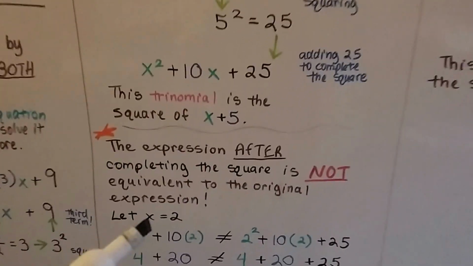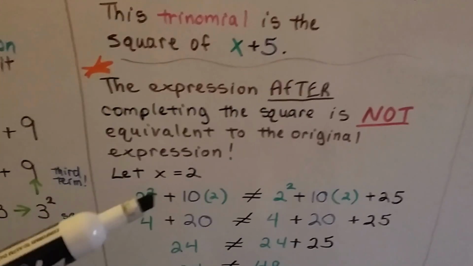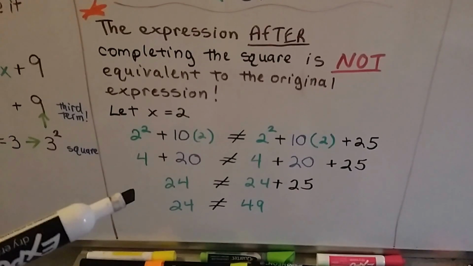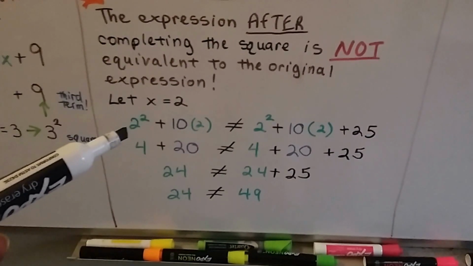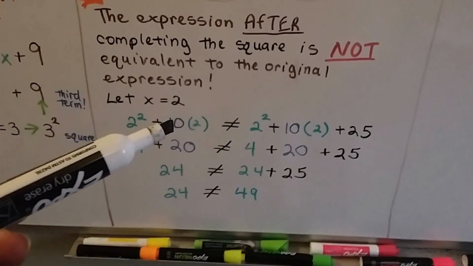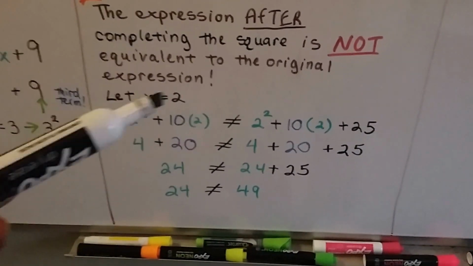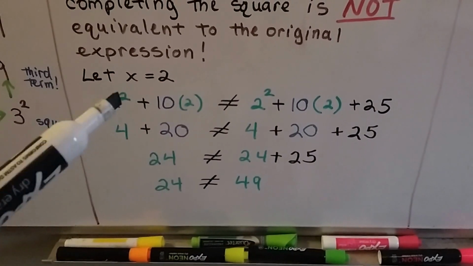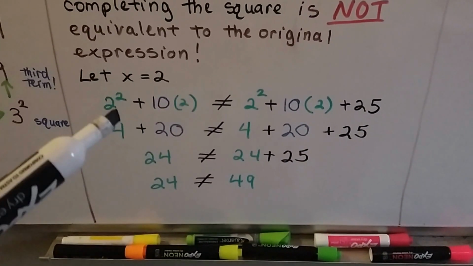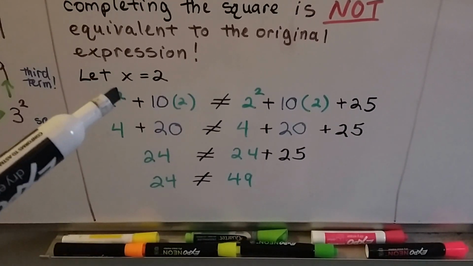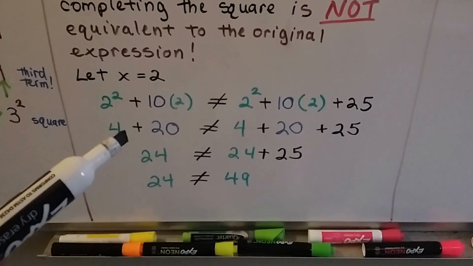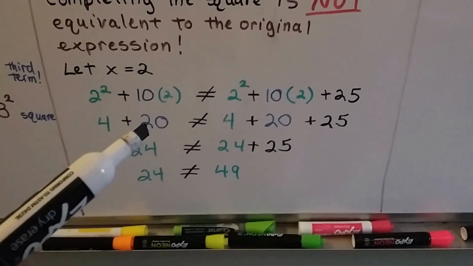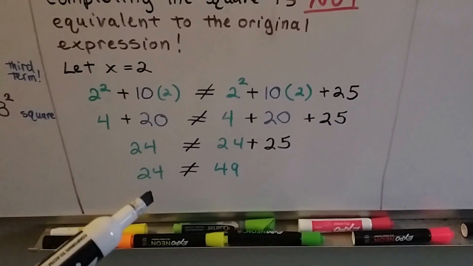Now, the one thing you've got to be careful of is that this new expression after completing the square is not equivalent to the original expression. We had x squared plus 10x, didn't we? So what if x equaled 2? And we plugged a 2 in wherever x was. So we had x squared plus 10x. That would be 2 to the second power, which is 2 times 2, which is 4. Plus 10x would be 10 times 2, that would be 20, right? So on this side, we'd have 24.